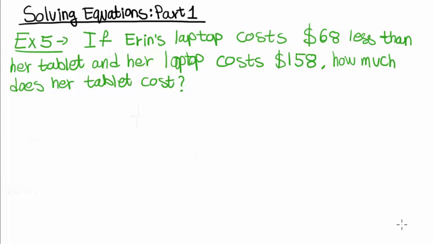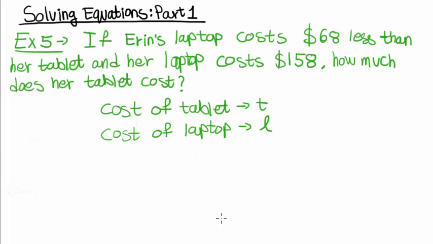So in this example, we have that if Erin's laptop costs $68 less than her tablet, and her laptop costs $158, how much does her tablet cost? What we are trying to find is the cost of her tablet, which we will denote by the variable t. And what we can do is denote the cost of her laptop by the variable L. So we can write an equation describing the relationship between the cost of the tablet and cost of the laptop by writing the following. By writing L equals t minus 68, I'm saying that the cost of the laptop is, which is an equal sign, $68 less than the cost of the tablet.